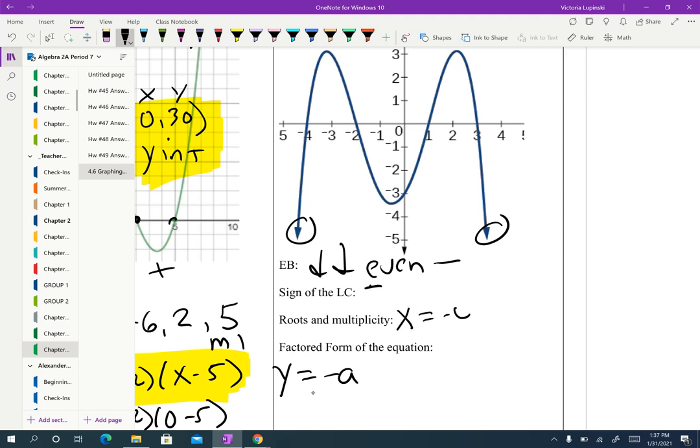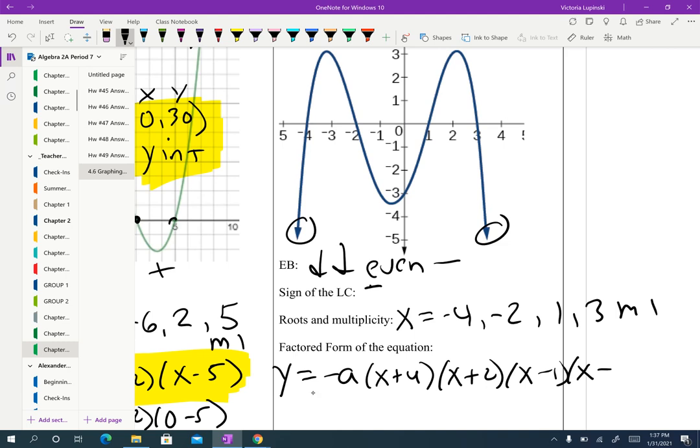So it looks like, again, these are all multiplicity ones. So -4, -2, 1, and 3. These are all multiplicity 1s. They're not always going to be multiplicity 1s. I just don't happen to have an infinite supply of graphs. So the -4 becomes x plus 4, x plus 2, x minus 1, and x minus 3.